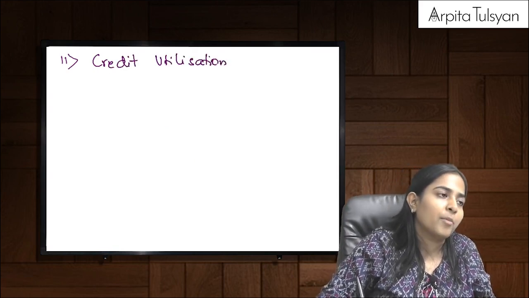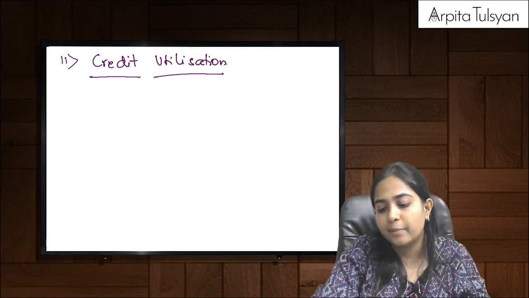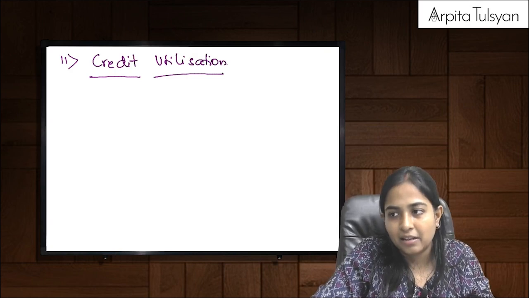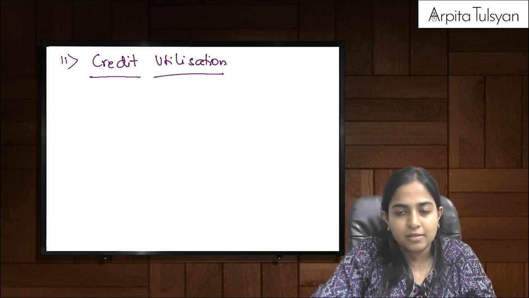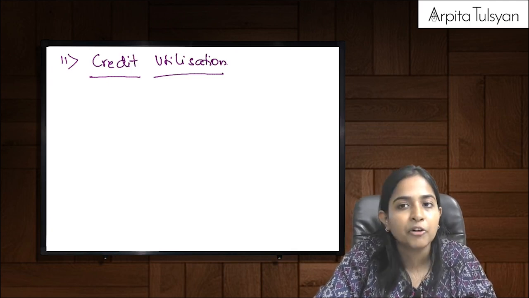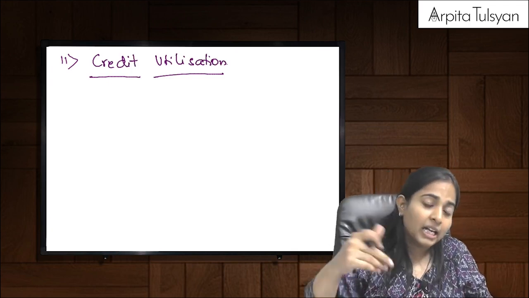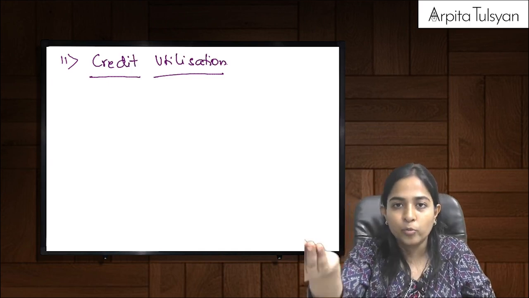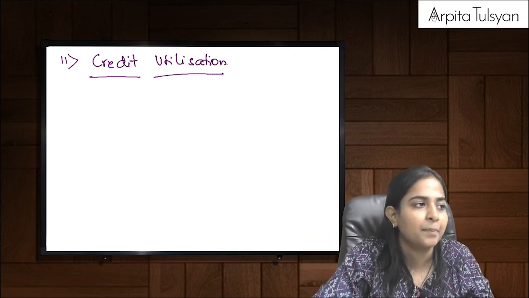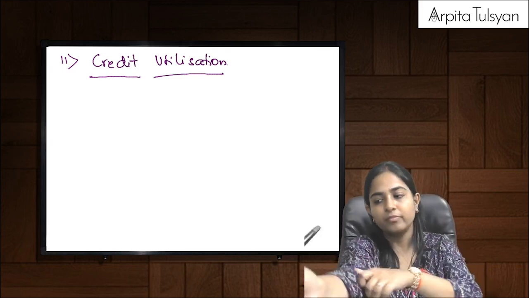utilization. Okay, here they are talking about credit utilization. What do you mean by credit utilization? Remember in the initial examples that we had taken, at the time of sale, we were charging GST, we were paying it to the government. Then the other person from whom we had collected the tax, that person was taking the credit of the same, right? That person had taken the credit of the same.